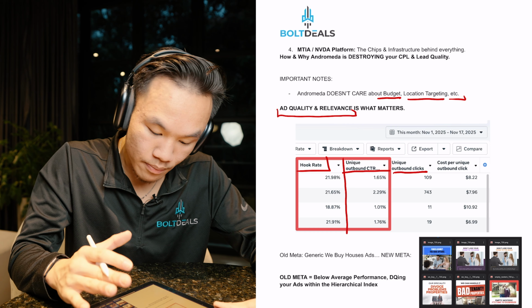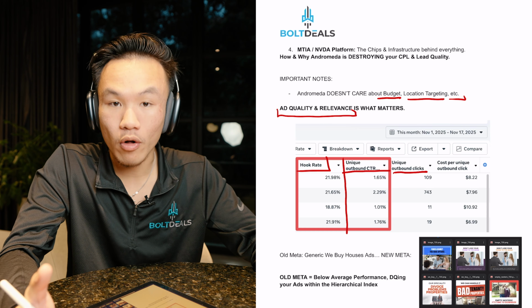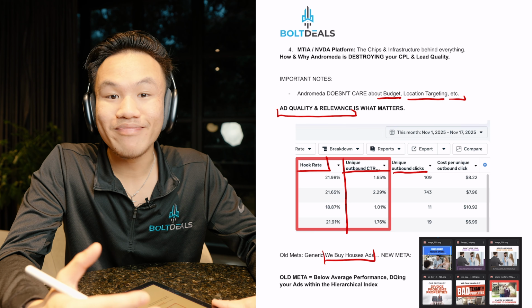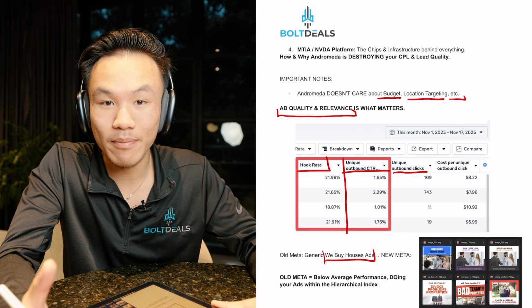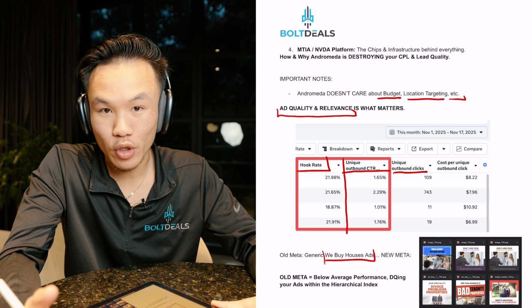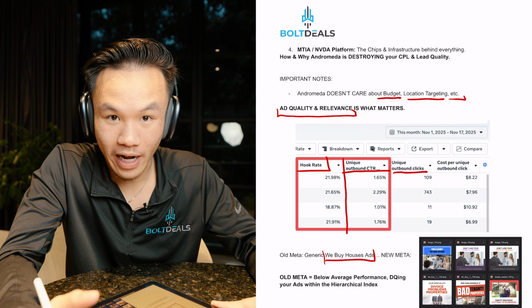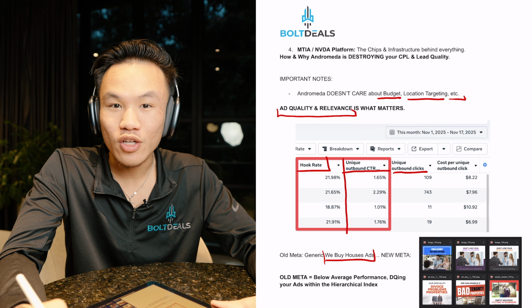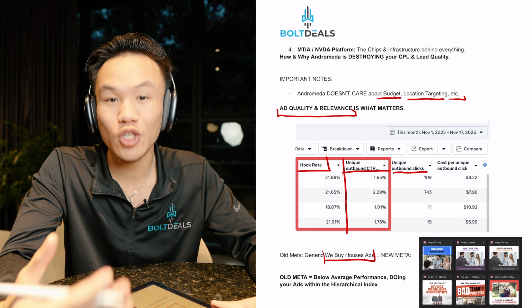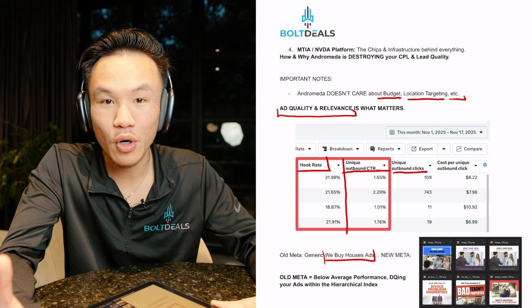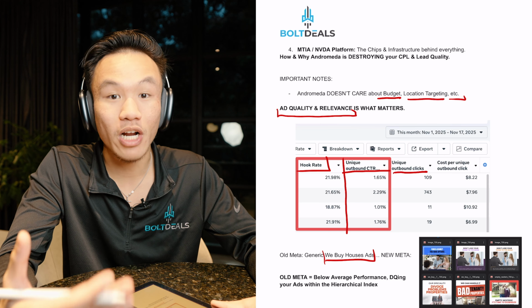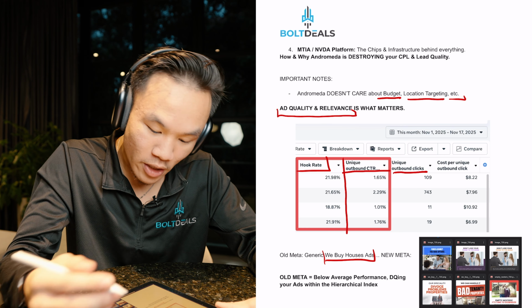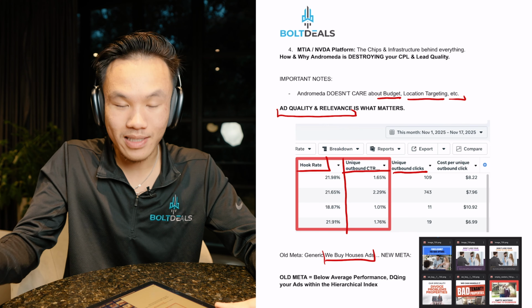So the old meta, or the old style, is running generic We Buy Houses ads. If you scroll back 6, 8, 9 months, you'll notice that I have been preaching this, and we have been doing this for over a year now. It's funny because now, in November of 2025, other agencies more specifically are starting to dive into targeting specific motivations and pain points to generate motivated sellers, which is interesting, but they're about a year late. So that's the old meta. They're finally snapping out of it.